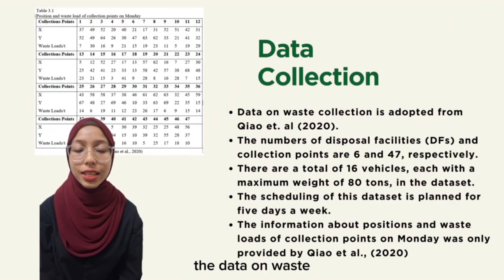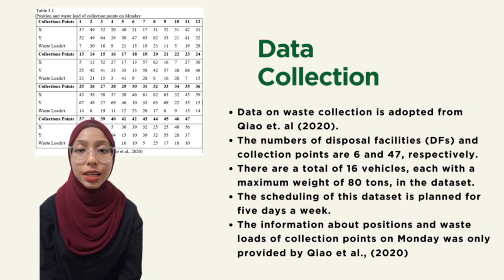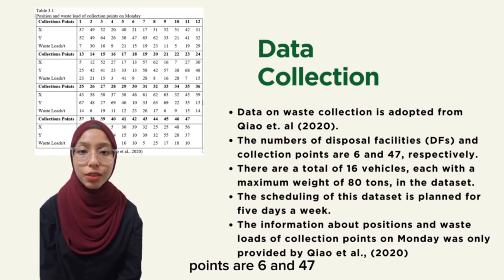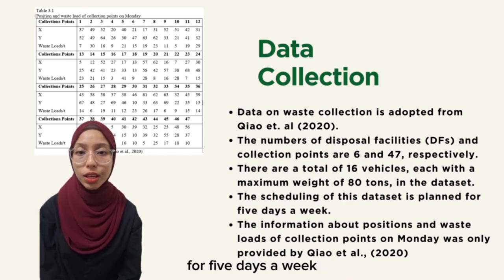In this study, the data on waste collection is adopted from Kiao et al. 2020. The numbers of disposal facilities and collection points are 6 and 47 respectively. There are a total of 16 vehicles each with a maximum weight of 80 tons. In the dataset, the scheduling is planned for 5 days a week. The information about position and waste loads of collection points on Monday was only provided by Kiao et al. 2020 and is presented in Table 3.1.